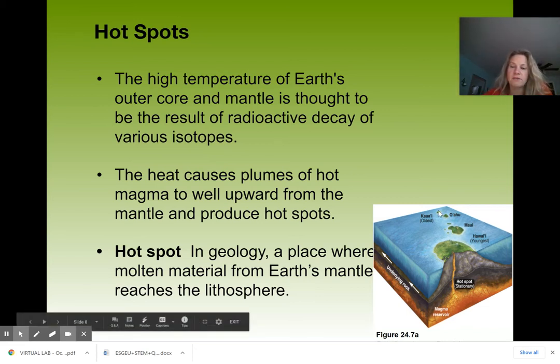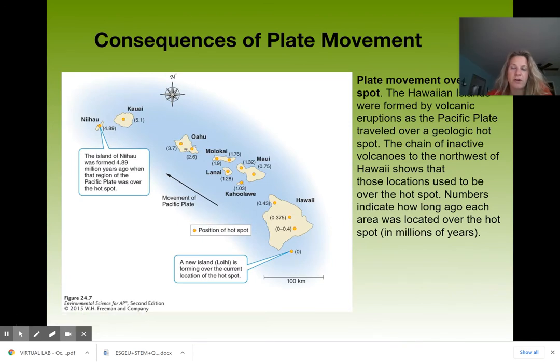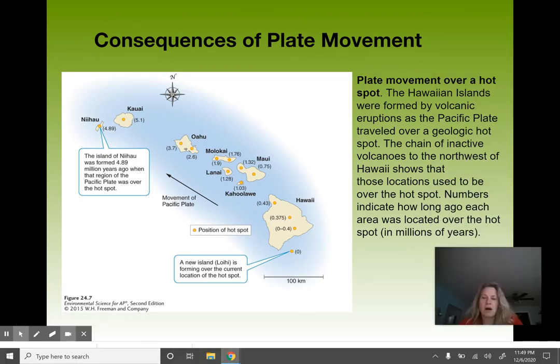So Hawaiian Islands are formed by these hotspots, which are just a hotter layer in the crust, or in the mantle, I mean. And then as the crust moves across, that magma seeps up through and creates these big, large volcanoes.